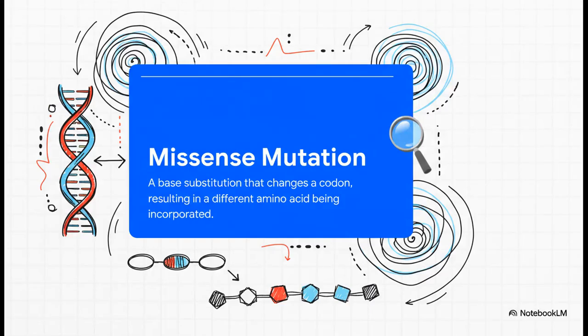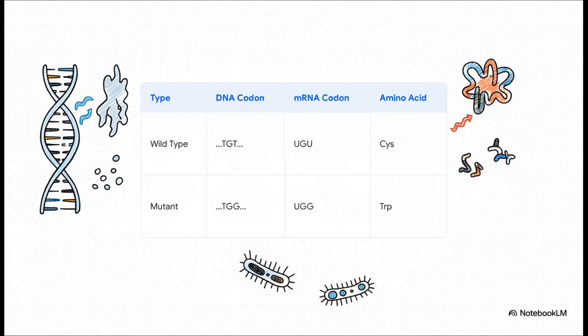Okay, next up we have the missense mutation. And this is where things start to actually have an effect. In this case, the base swap changes the codon so that it now calls for a completely different amino acid. Let's look at the example. Our wild-type DNA has TGT, which codes for cysteine. A single letter swap to TGG now codes for tryptophan.